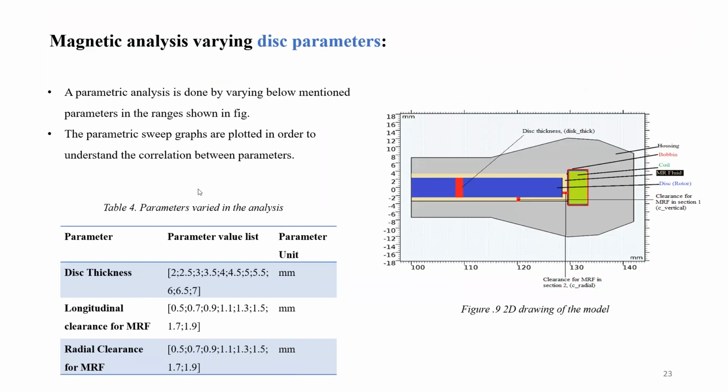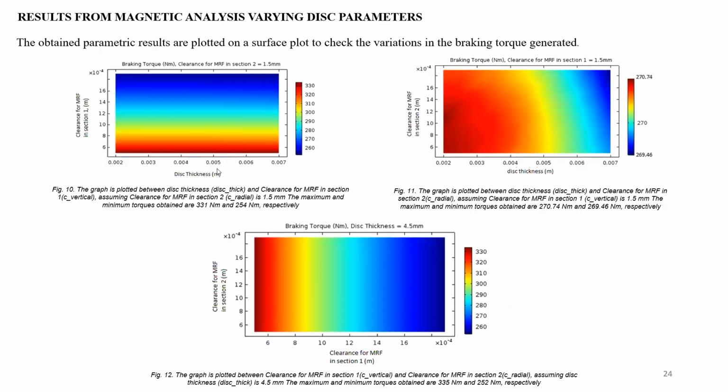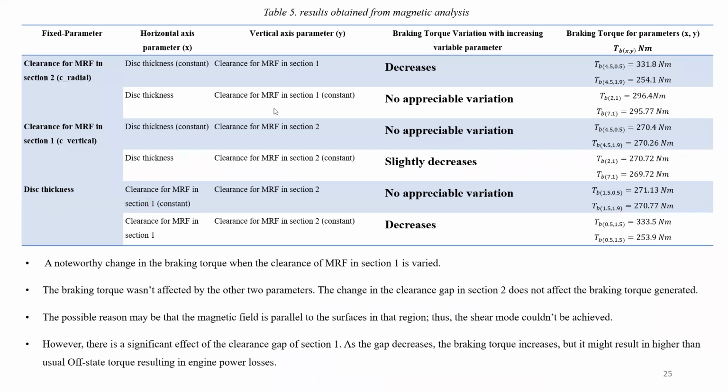This is all done by my students. They took various combinations of parameters and optimized all of them. They optimized the disc thickness and the clearances, for various disc thicknesses versus clearances in section 1 and 2, as I explained earlier. We did this kind of study using COMSOL to find the effect of the clearance for the MRF, that is, how much clearance we have and how much MR fluid is to be filled.